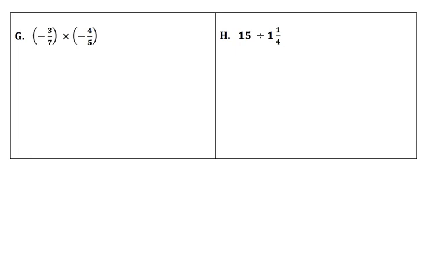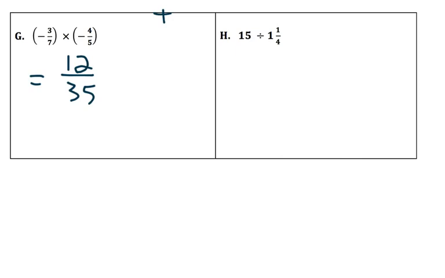All right, for G, I'm trying to find the product of two fractions. Since they're both negative, they have the same sign, I know my answer is going to be a positive. So I'm going to keep that in mind, and then I just multiply across. 3 times 4 is 12. 7 times 5 is 35. And I keep the answer positive because the factors were both negative.